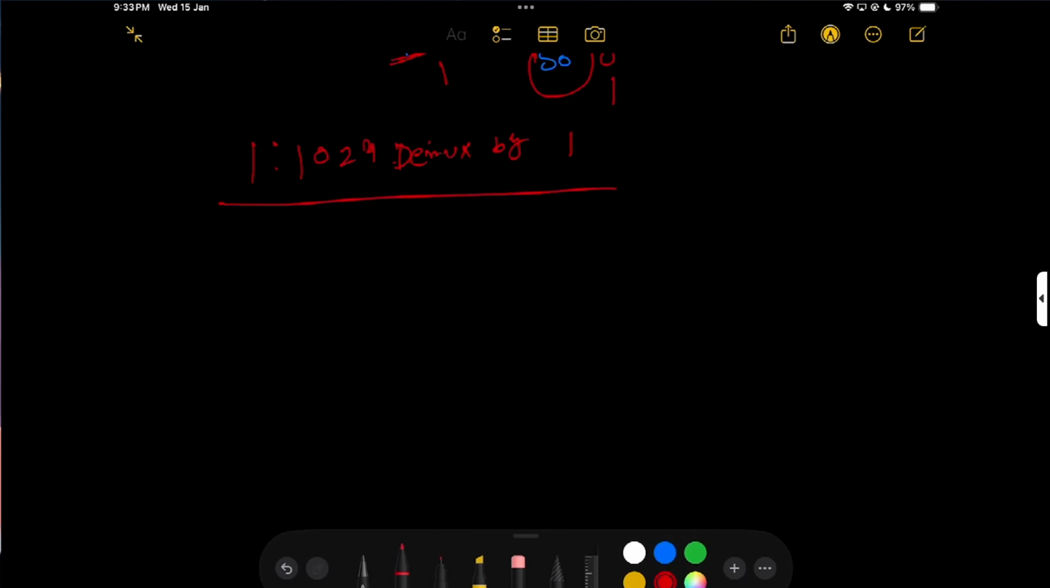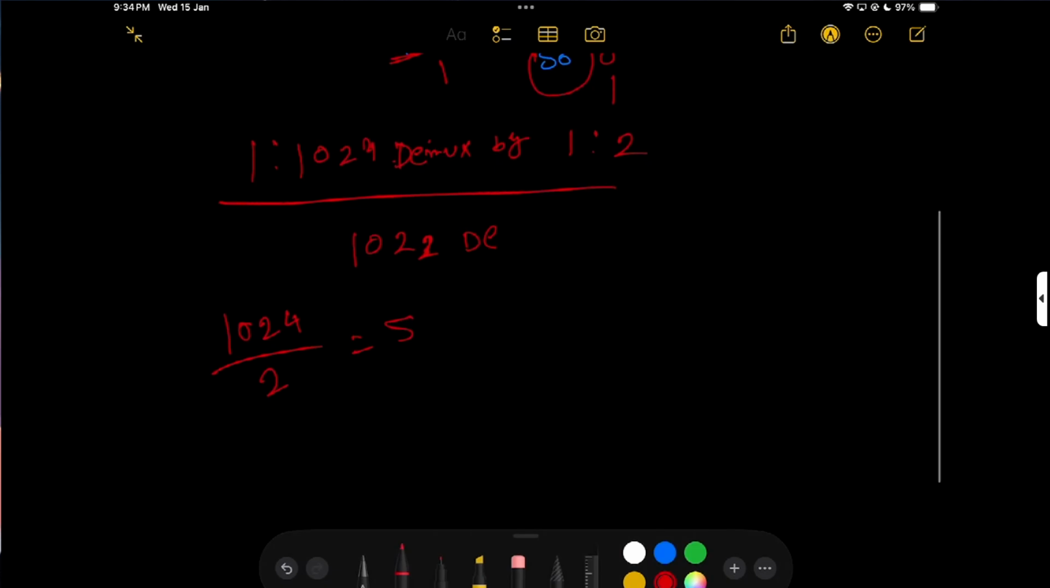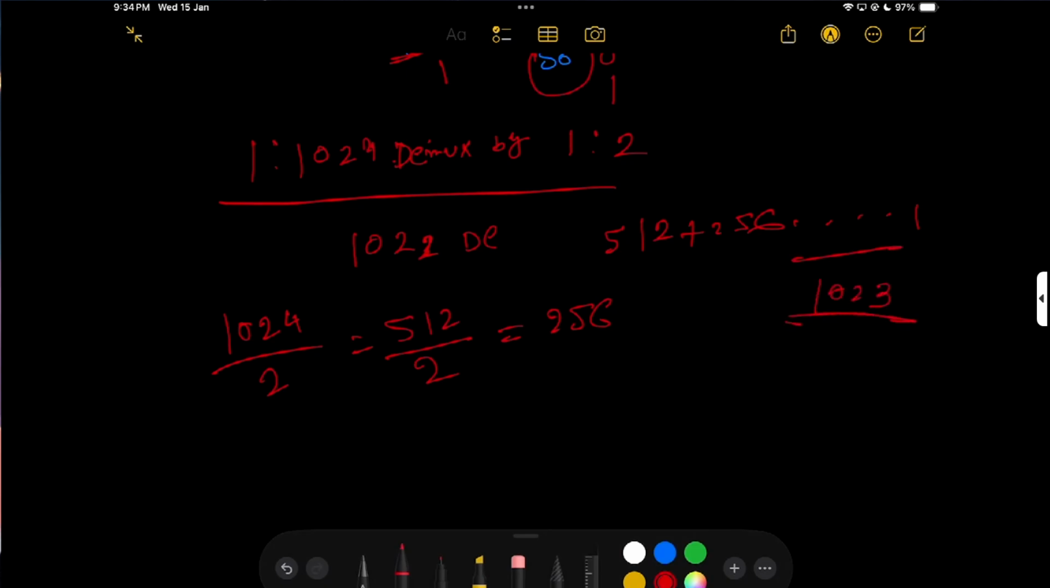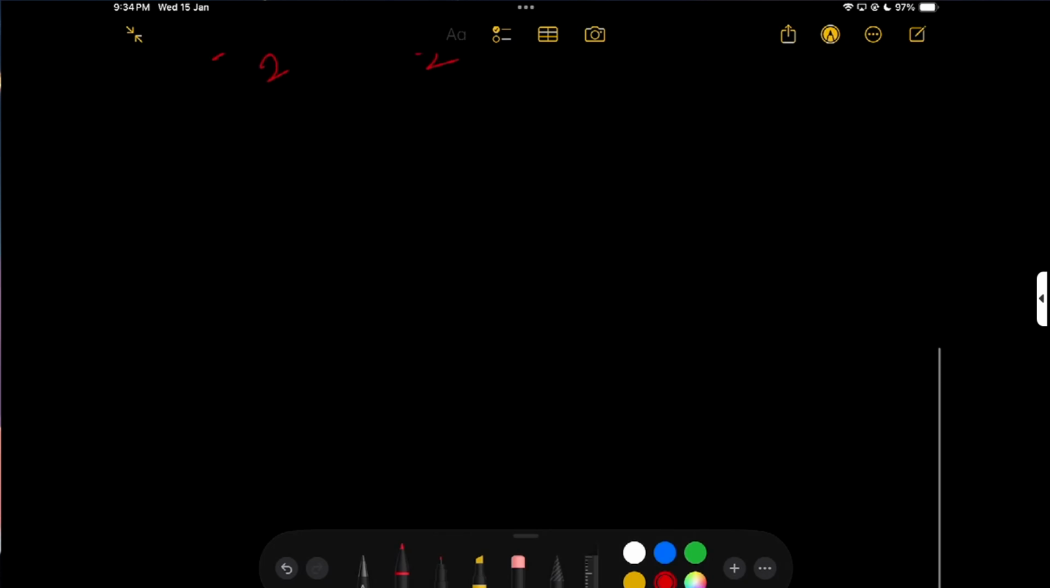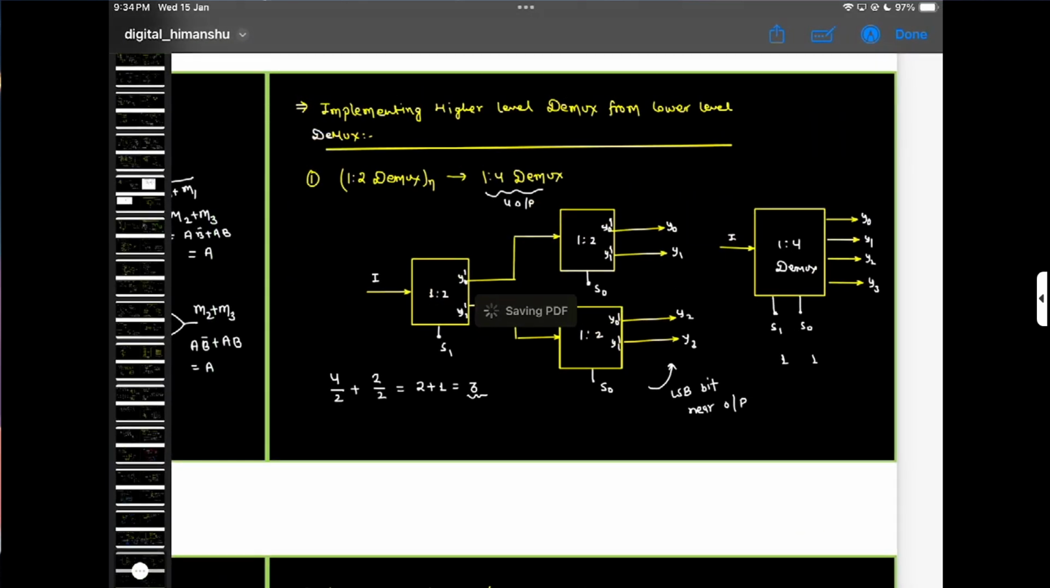So how to make 1 is to 1024 demuxes using 1 is to 2? Basically we need 1023 demuxes. We do 1024 divided by 2, that is 512. Divide by 2 again, so 256. If you add 512 plus 256 and so on down to 1, you find 1023. I hope this concept is clear now.